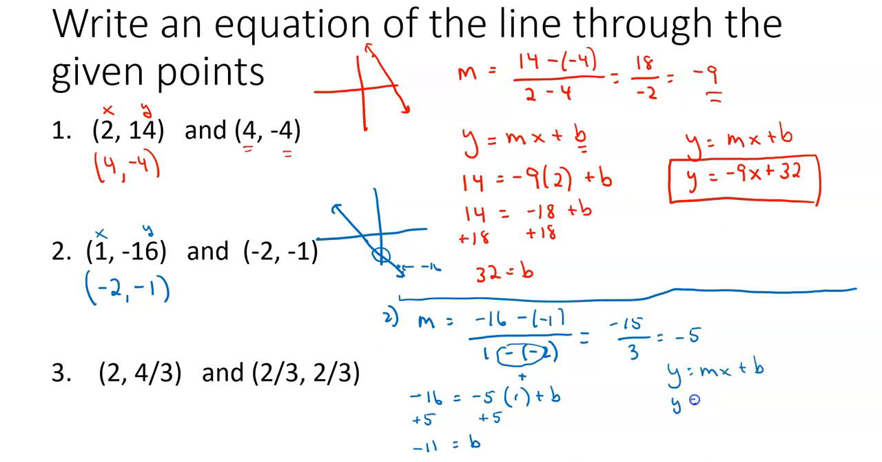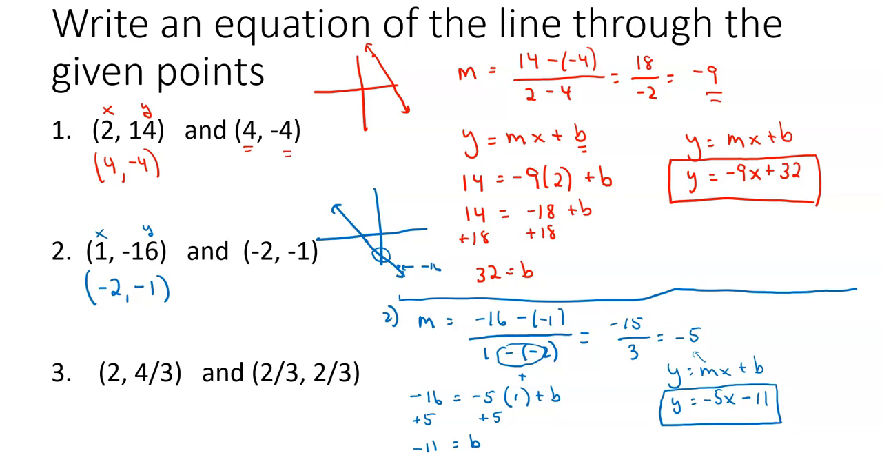I need the y in my equation. I need the x in my equation. We know from up here, slope is negative 5. And we know from the value we just solved for, y-intercept is negative 11. All right, we can check our answer by putting in values for x and y that came from the problem and see if we really get a solution.